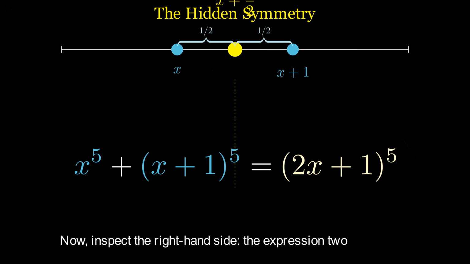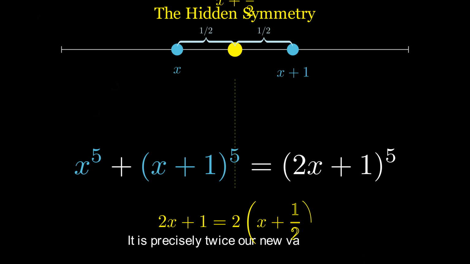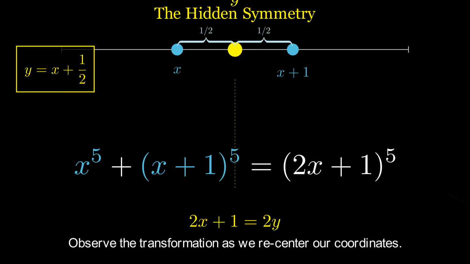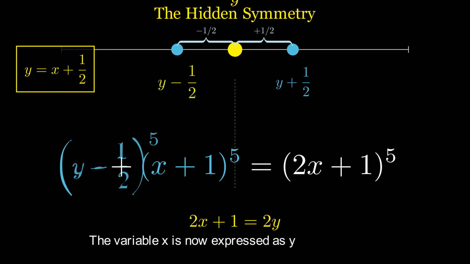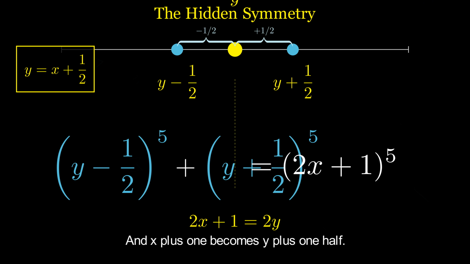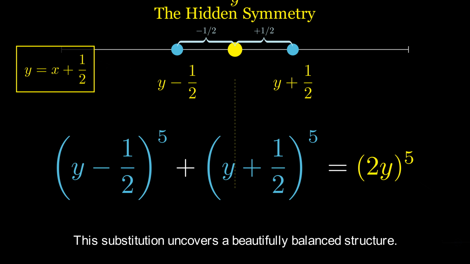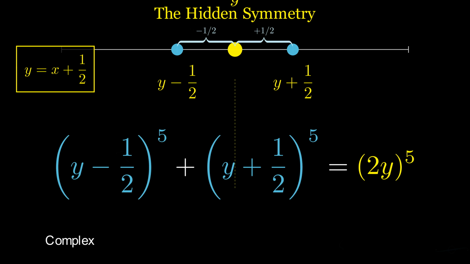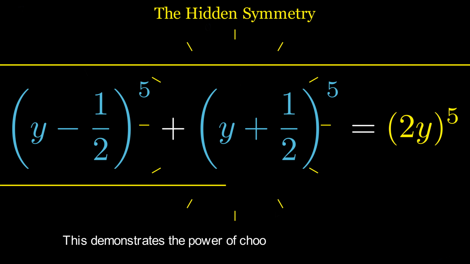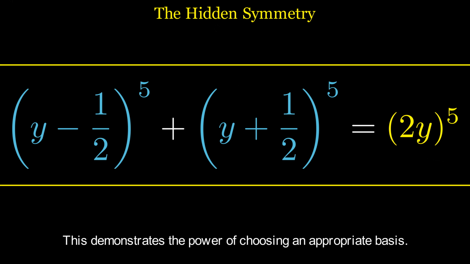Now, inspect the right-hand side, the expression 2x plus 1. It is precisely twice our new variable, y. The structural alignment is undeniable. Observe the transformation as we recenter our coordinates. The variable x is now expressed as y minus 1/2, and x plus 1 becomes y plus 1/2. This substitution uncovers a beautifully balanced structure. Complexity is reduced when we acknowledge the inherent symmetry. This demonstrates the power of choosing an appropriate basis.